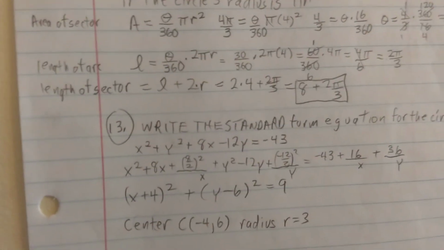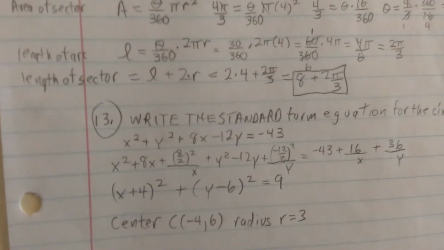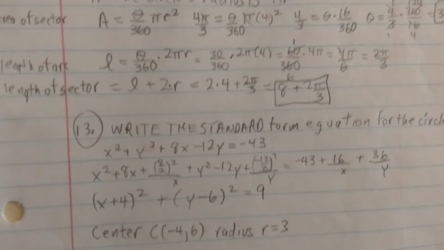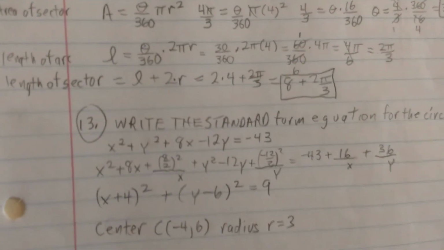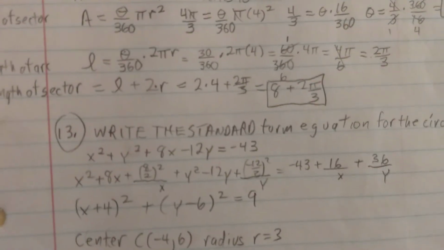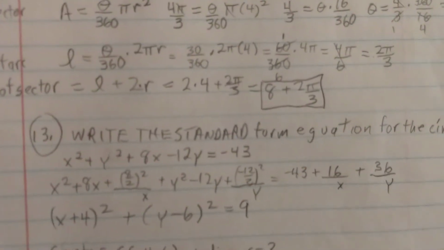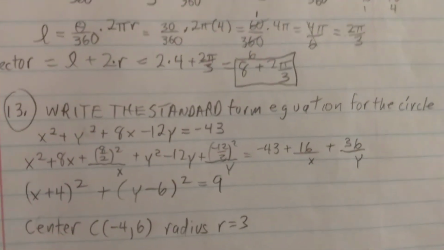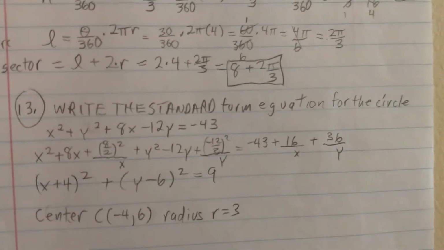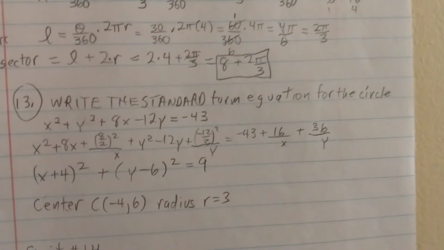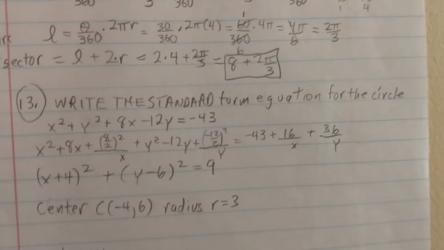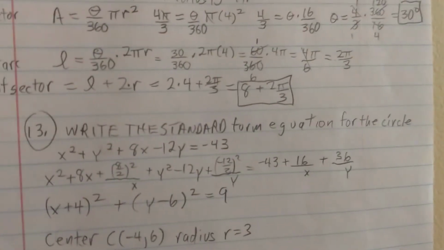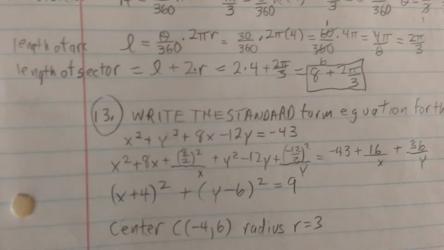Now the length of the arc is the same difference, but it's a fraction of the circumference. So L equals theta over 360 times 2 pi r, which is the circumference. We know that the central angle is 30, so 30 over 360 times 2 pi times 4. So 30 times 2 is 60 over 360 times 4 pi, so 60 over 360 is 1 over 6, and 4 pi over 6 simplifies to 2 pi over 3. So that's the length of the arc for that central angle.